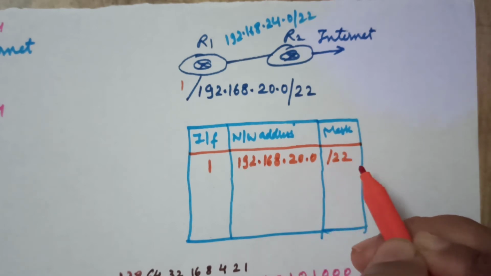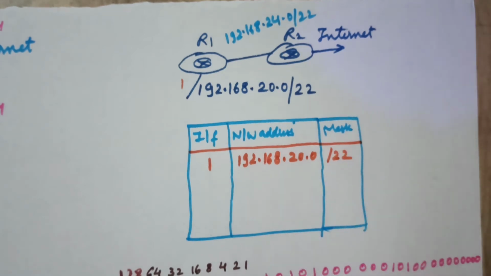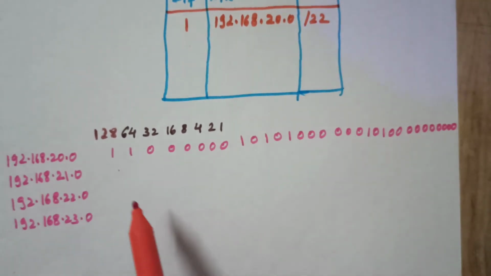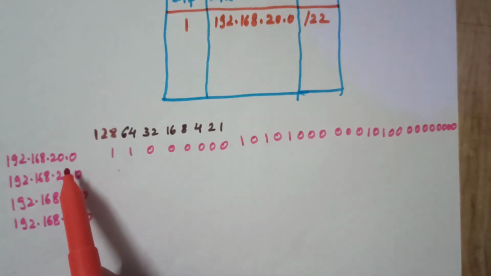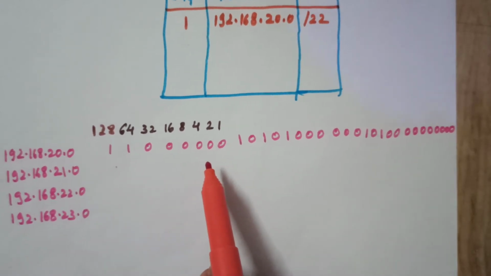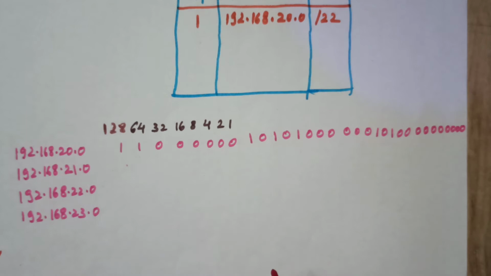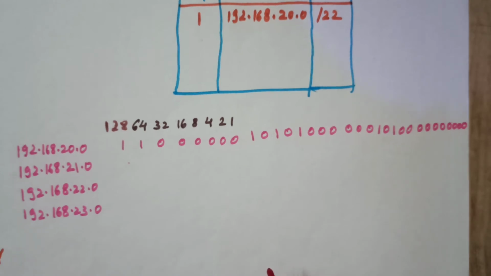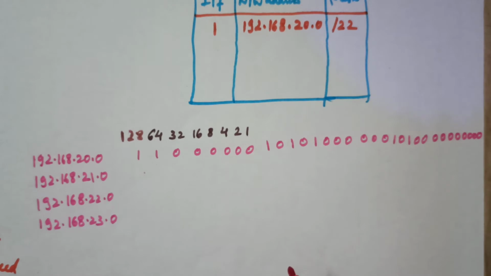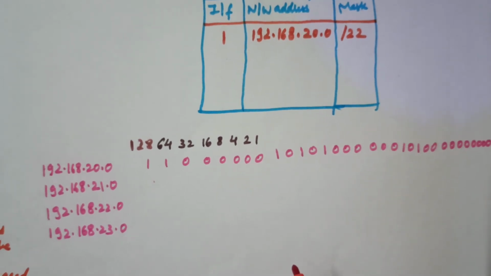Now why mask is /22 over here? Let us see. Here we have to convert the decimal address into binary format, and then we have to determine the common prefix bits. The common number of prefix bits will provide us the mask. That mask is the mask in the supernetting example.